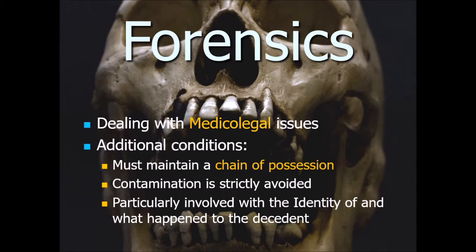Particularly involved are the identity and what happened to the deceased. That's really our driving force. That's what forensic anthropologists do more than anything else: find out the identity of the victim and find out what happened to the victim. And we'll go into a lot of detail about trauma and exactly how we determine whether it was homicide, suicide, or an accident, or some unknown force, or natural causes that killed this individual. But there's a lot of little idiosyncrasies and little tweaks that go into it as well.